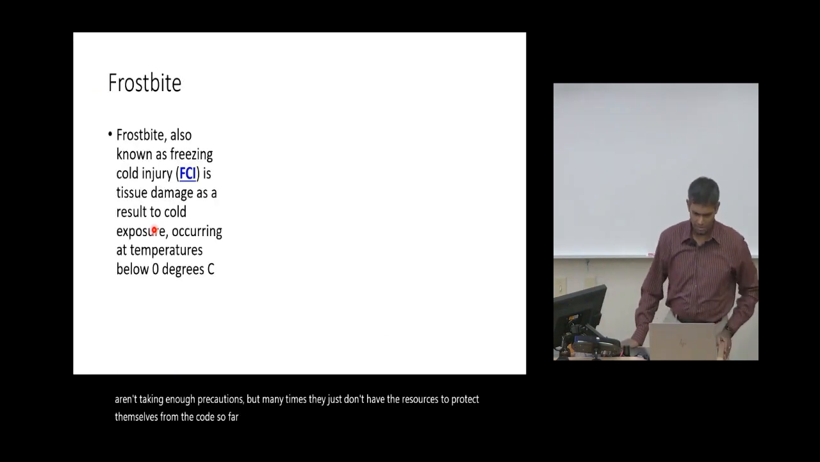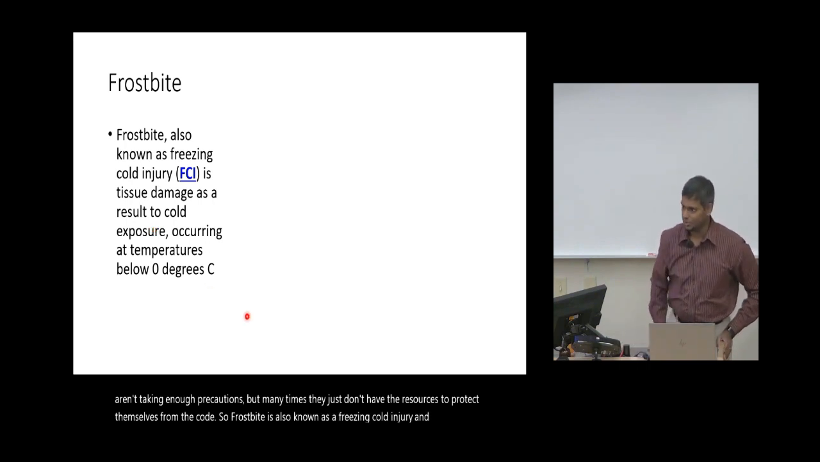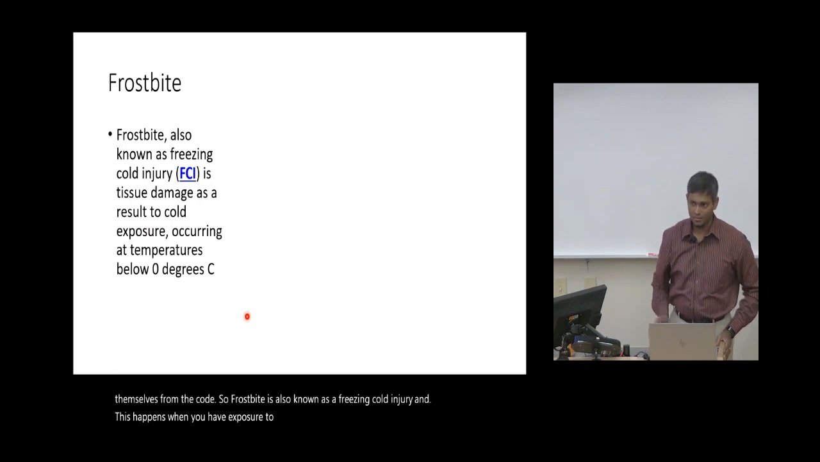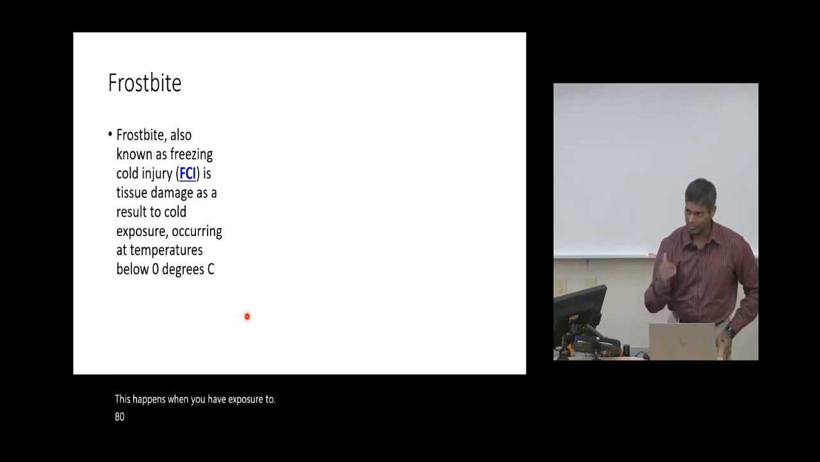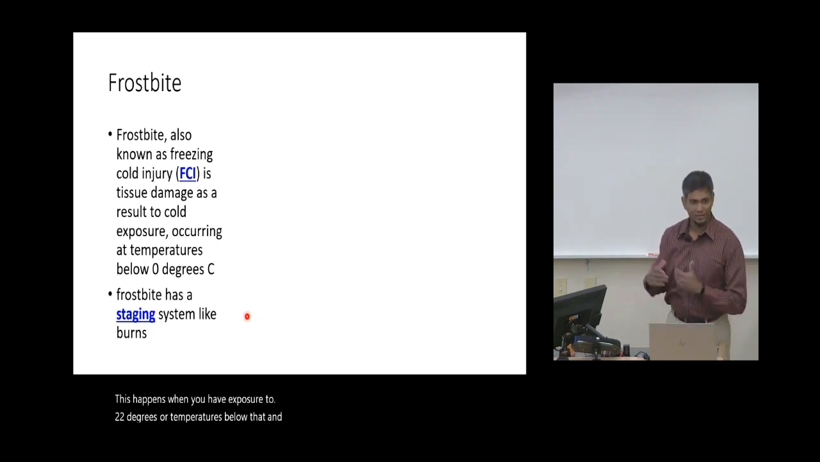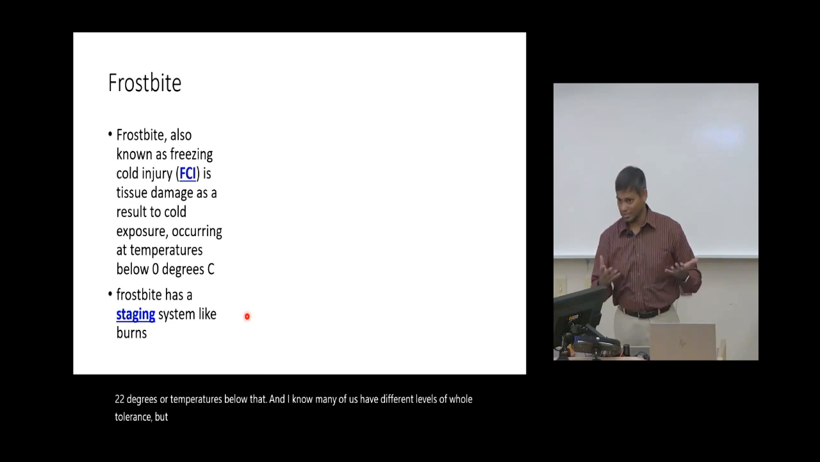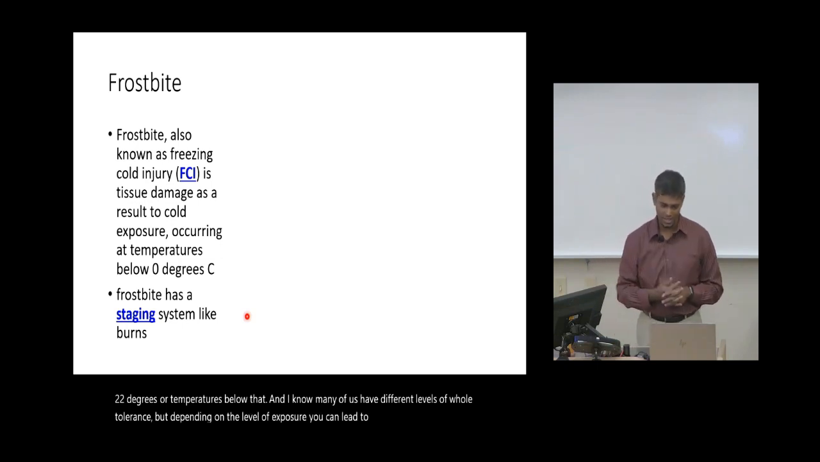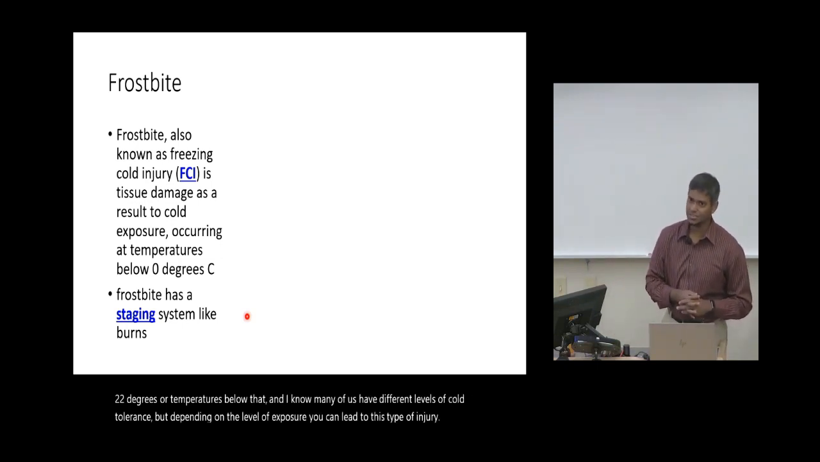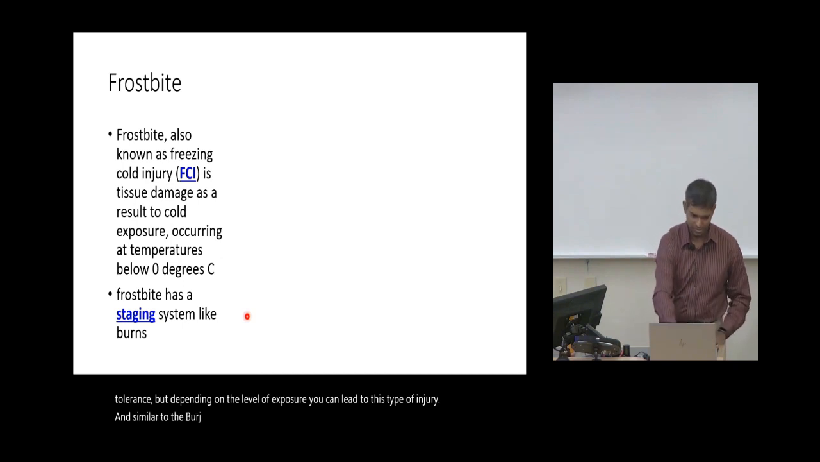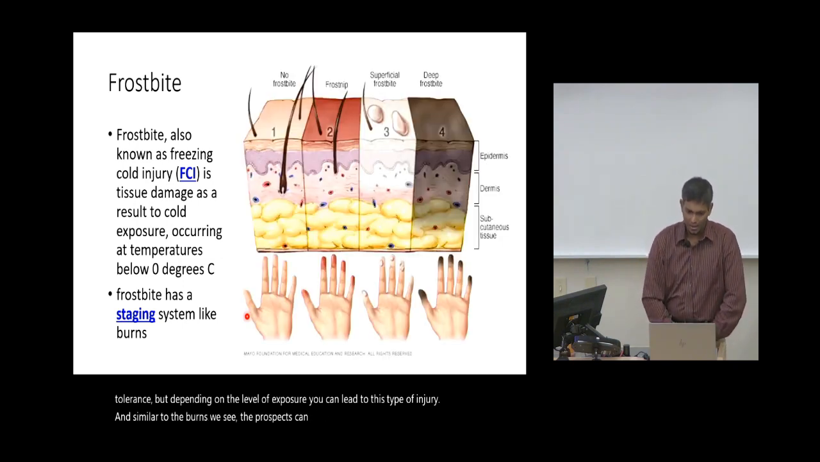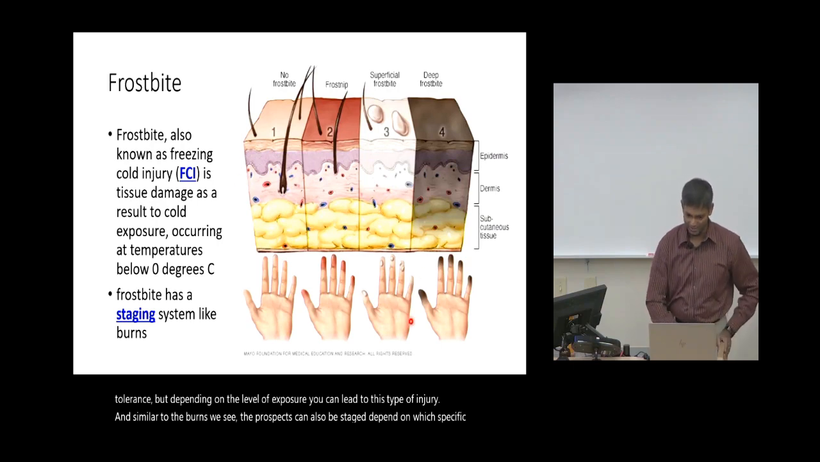So frostbite is also known as freezing cold injury, and this happens when you have exposure to 32 degrees or temperatures below that. And I know many of us have different levels of cold tolerance, but depending on the level of exposure, it can lead to this type of injury. And similar to the burns, we see that frostbites can also be staged depending on which specific layer is affected.